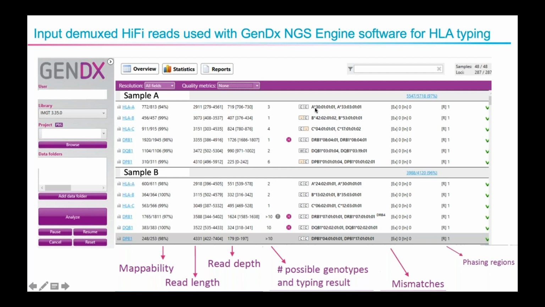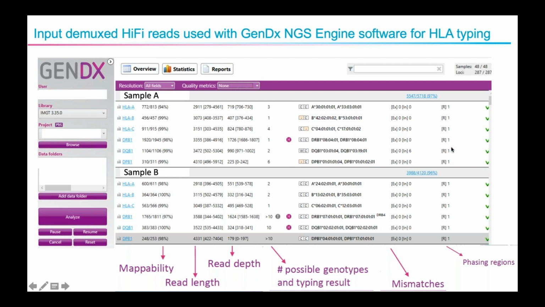Because you have that full-length read with no imputation required and the highly accurate data as input, we're able to type these HLA out to 8 digits. It also shows you the mismatch rate, so we have no mismatches from the database in our exons, although we may have some in our introns. And then the phasing regions, which are here, are 1, because we don't need to create phase blocks because we have those long reads that span the entire gene.